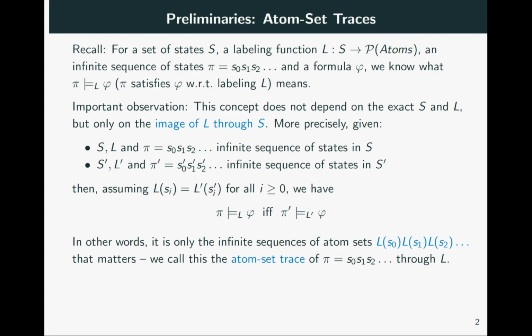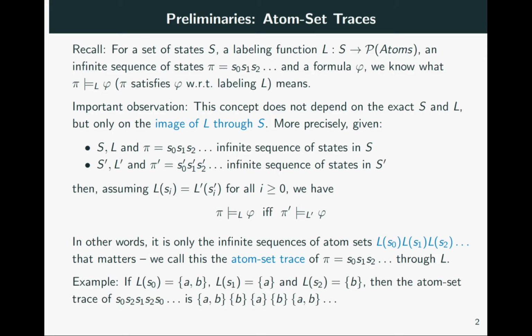So in the satisfaction relation, the actual states s0, s1, s2, and so on of the sequence are not important. What matters is the trace of this sequence given by the atom set labeling, namely L of s0, L of s1, L of s2, and so on. We call this trace the atom set trace of the sequence pi through the labeling L.